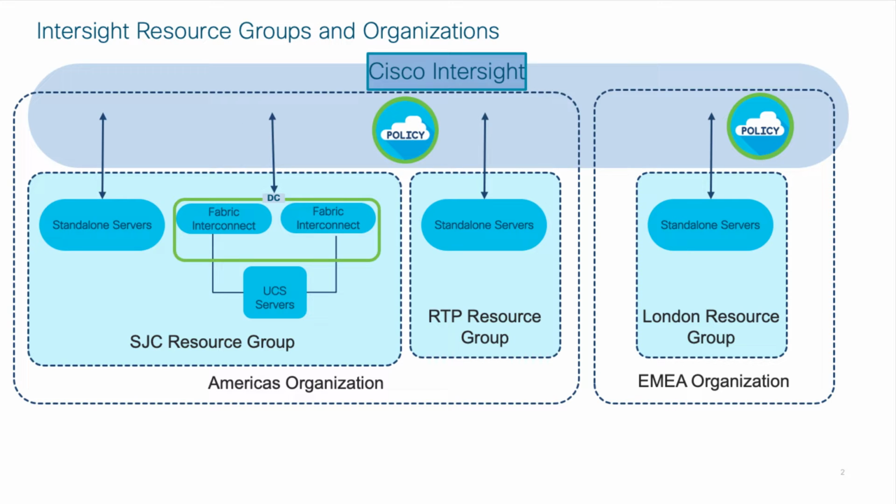Resource groups can contain any number of devices, and devices can be in multiple resource groups. In this example, I'm going to stick with resources in individual resource groups. And then from there, we've got organizations that can contain one or more resource groups. So my Americas organization on the left has the SJC and RTP resource groups, and then I've got an EMEA organization on the right with the London resource group.